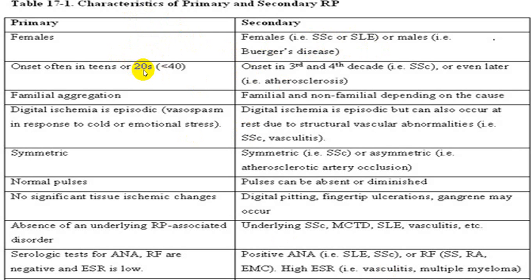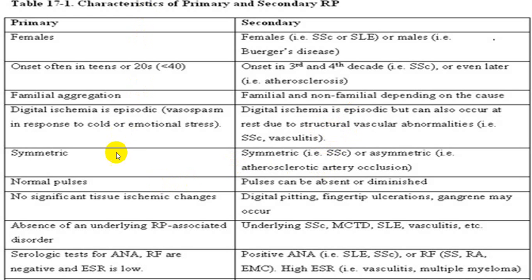Onset here is less than 20 years, close to 20, in primary, while this is in a late age. Familial, strong family history. This may be familial or may not be familial. There is a vasospasm on exposure to extreme cold. Here also you will have it, but it will be asymmetrical. This is a good number of times asymmetrical.